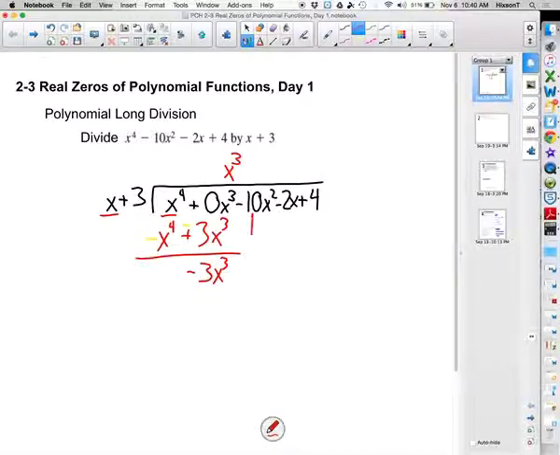Now we bring down our next term, so we have a minus 10x squared. Okay? So we're done with our first step. Got a couple more to go. Now, all we care about, because we're about to divide again, is this minus 3x cubed divided by x. So what's minus 3x cubed divided by x? There we go, a minus 3x squared. And I'm going to put that over my other x squared term. Okay?